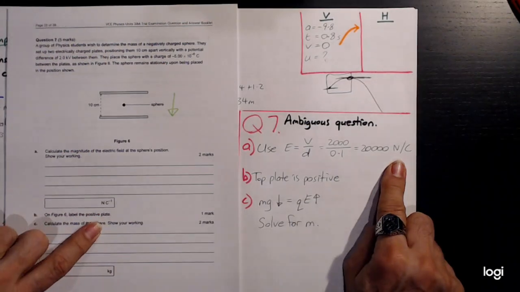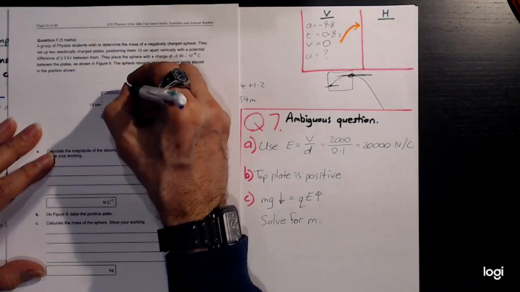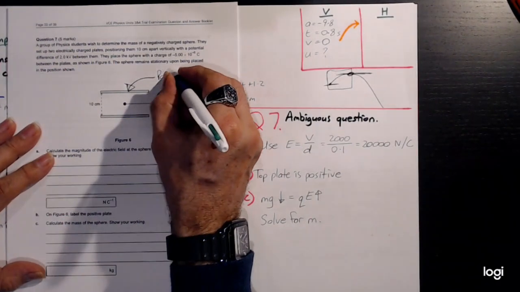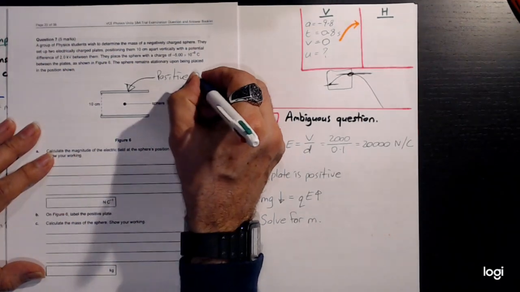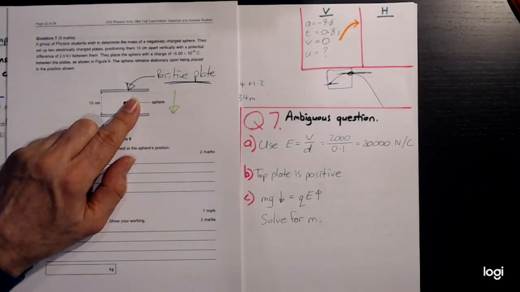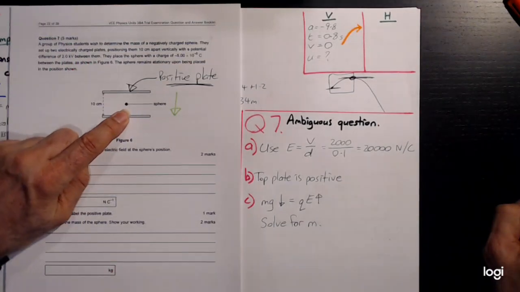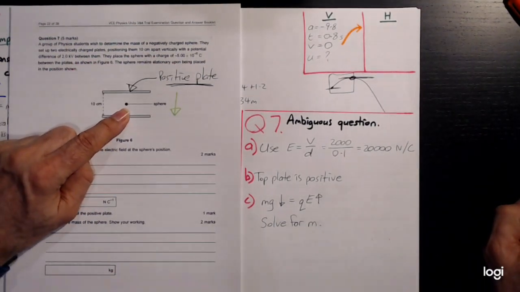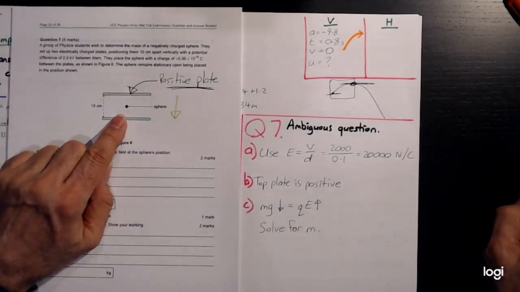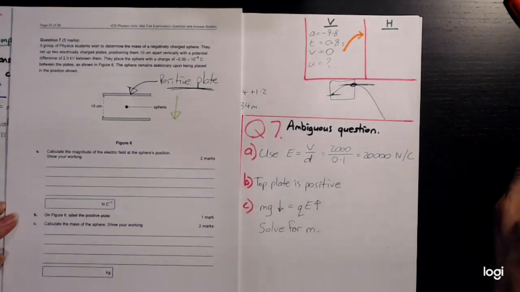Okay. On figure 6, label the positive plate. Label it very clearly. Keep it simple. Just do this. Big fat arrow. Positive plate. There you go. No one's going to mark you wrong for that. Okay. You know that the top plate is positive because this is a negatively charged sphere, and if it's going to be held up, it needs to be being forced up by something, and it's being forced up by the attraction of a positive plate. Right, that makes sense. So that's part B.